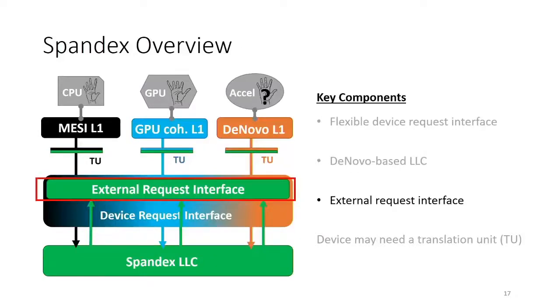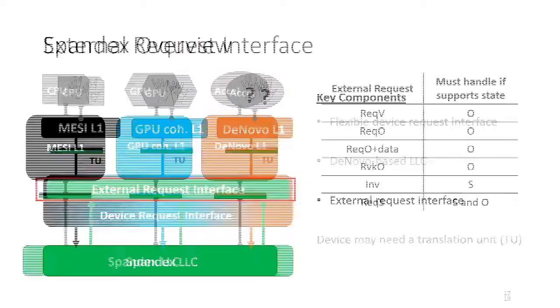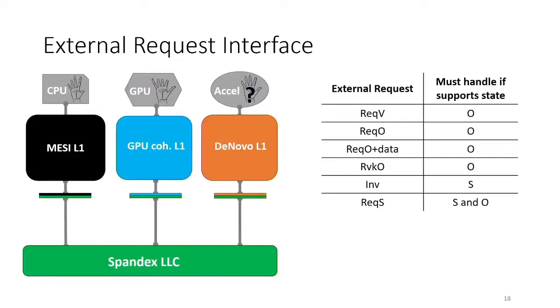Okay, the next step is the external request interface. To deal with some requests that might come from the LLC, the L1 caches of the devices have to support the responses for these requests. Now, this depends on what state the L1 cache already maintains. The only thing that we need to handle here is, if you maintain the owned state, then you need to handle certain external requests. The GPU cache does not maintain owned state, so it doesn't need to deal with any of that. All right. DeNovo does not maintain shared state, so it doesn't need to deal with the rows here that require shared state.